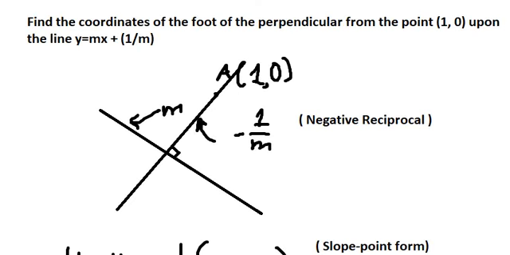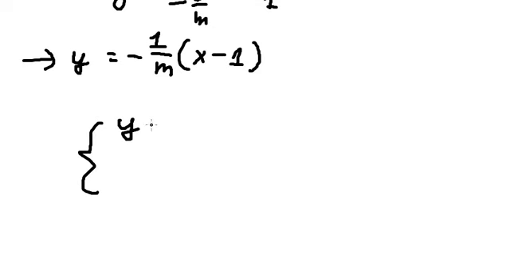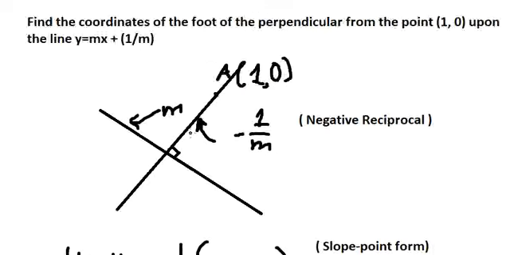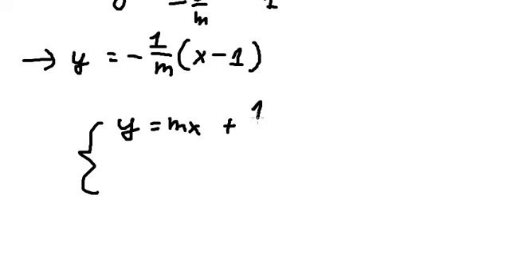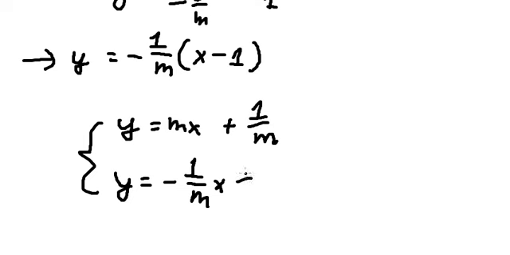So the question wants us to find this one. Now we have this equation and this equation. We can find the system of equations in here. This one, I will put negative 1 over m x, positive 1 over m. So negative 1 over m multiplied by x and negative number 1. That's why we have it like this.